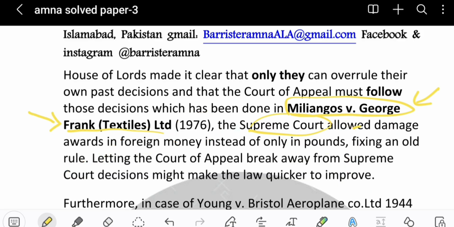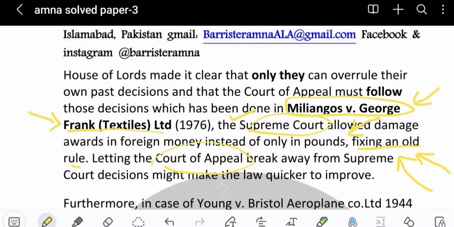So the judges of the Supreme Court thought that giving compensation in their own foreign money is better than giving it in pounds, so they fixed an old rule. The old rule said that money should be in pounds, but the judges of the Supreme Court fixed their own rule. When the judges fixed this rule and changed their decision, the Court of Appeal no longer needed to follow the previous decision to pay in pounds. That means they don't have to give compensation in pounds now, because the Supreme Court themselves changed this old rule and said that the currency should not be bound to pounds only, but can be given in foreign currency. So the Supreme Court had changed it.